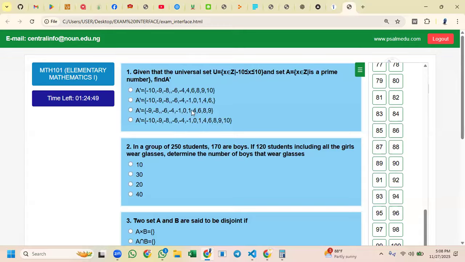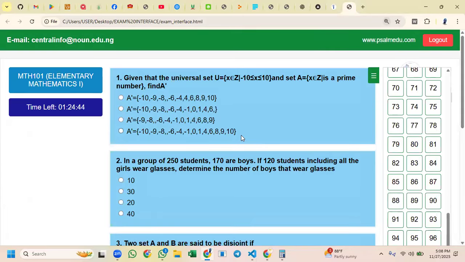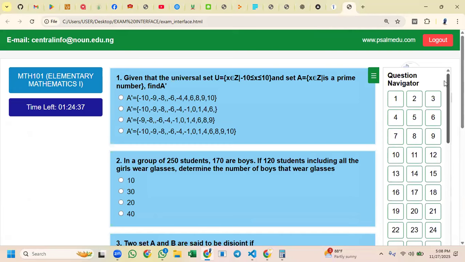So let's look at this question 1. I hope you guys can see it very well. I should zoom it in a bit. Good. This is looking perfect now. So now, given that the universal set U, I will not be reading the questions. I'm just here so that when you are rewatching the recorded version, you can be practicing the questions yourself one by one to prepare for the exam. So let's look at question 1. What is likely going to be the answer? Is it A, B, C, or D?